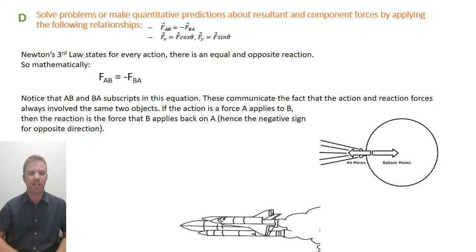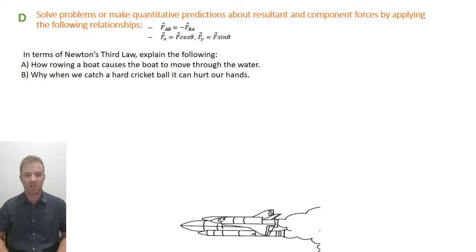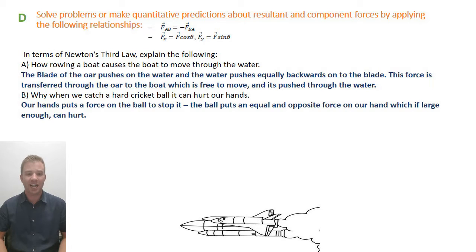Okay, so let's have a look here at another two set of questions that relate to Newton's third law. So A, how rowing a boat causes the boat to move forward through the water, and B, why when we catch a cricket ball, it can sometimes hurt. So for A, the blade of the oar pushes on the water and the water pushes equally backwards on the blade, and this gets transferred through the oar to the boat, which is free to move, which moves forward.